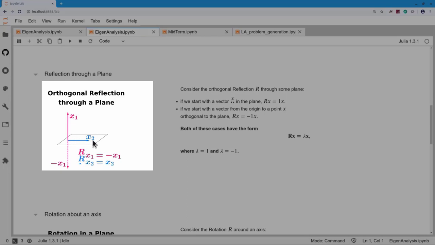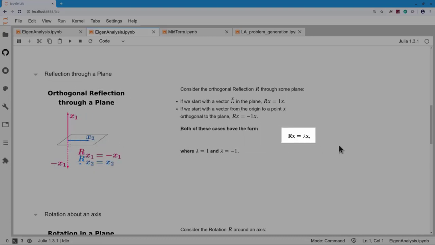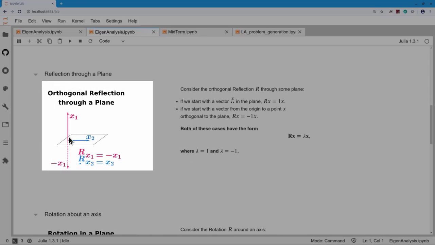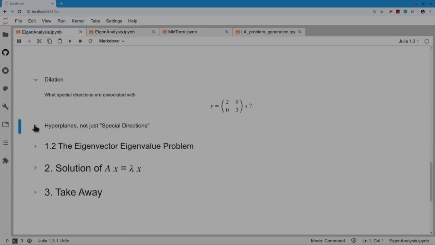Similarly, for vectors in the plane of reflection, any one vector in that plane has the property that when I reflect it through the plane, it stays in place. So the property that Rx is equal to lambda x doesn't apply to just one vector x. It applies to vectors in a hyperplane. In this case, the orthogonal axis and the plane of reflection. So let's go back and look at this algebraically.